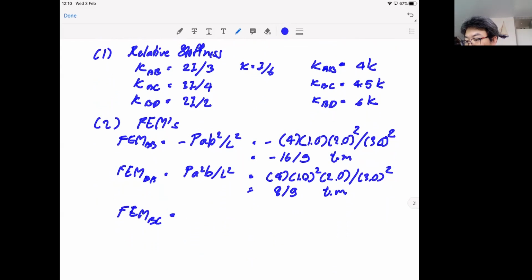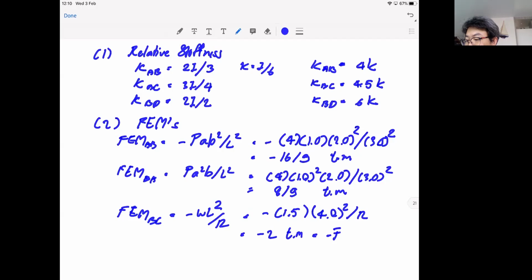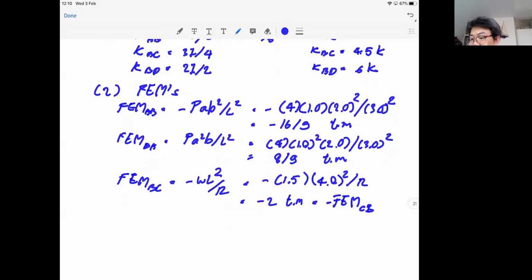FEMBC is minus WL square over 12. So that is minus 1.5. That's 4, right? So 4 square over 12. This is equal to minus 2 ton meter. And if you're lazy, you can say this is equal to minus 2. FEMCB. Right, so that's it.